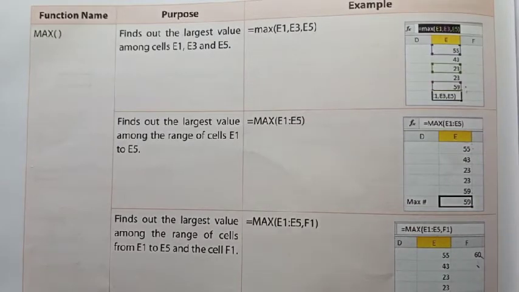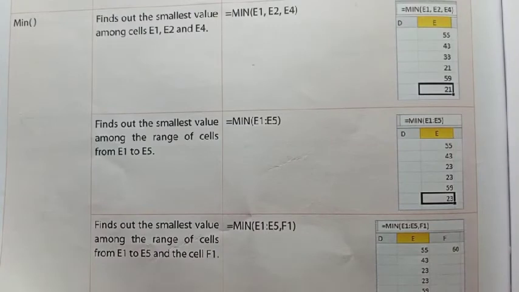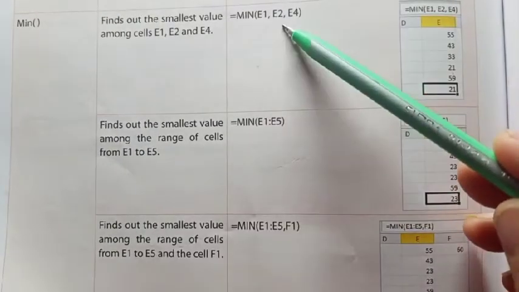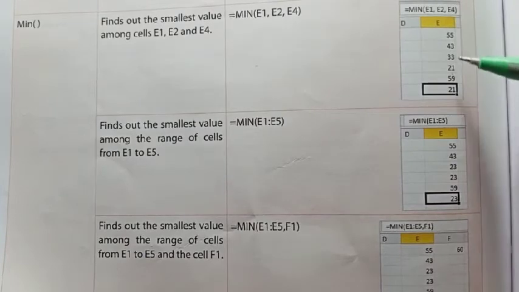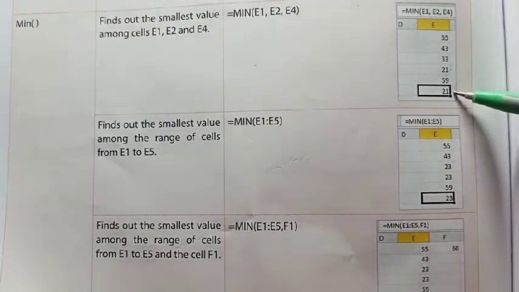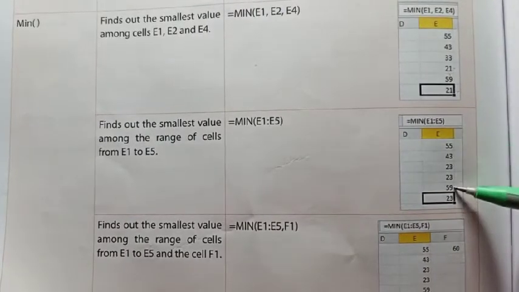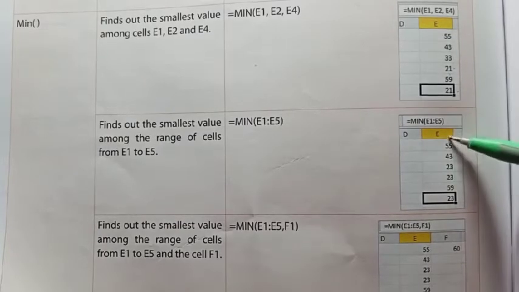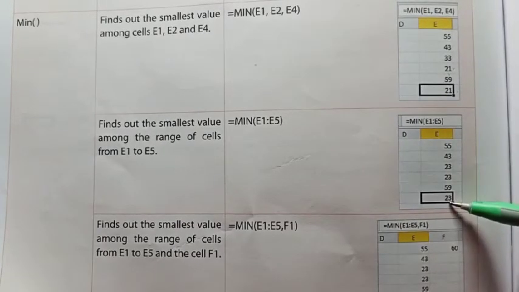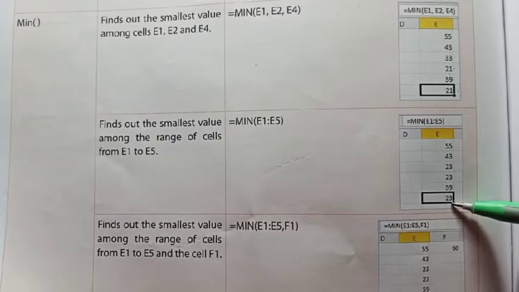Next we have the minimum function. Minimum will also work in the same manner as the maximum function was working. The only difference is that in this the minimum value, the lowest value, will be shown. So here you can see when we have written min E1, E2, E4, out of this the minimum value was 21, so 21 is displayed. We can even give the range, min E1 to E5, that is the whole lot of cells are given, and of these the smallest value is 24. So the minimum value, the smallest value of 24, is displayed.